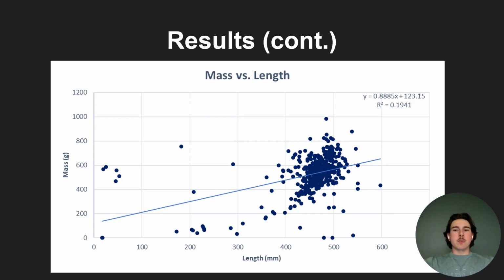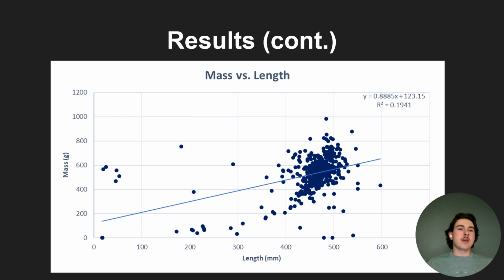And this was the scatter plot I made of all the raw mass and length data. Length is on the bottom in millimeters, and mass in grams is on the left-hand side, on the y-axis. And you can see that linearly, it's hard to tell. Most of these samples were between about 400 and 500 millimeters, and they all weighed between about 400 and 700 grams. So you have a large percentage that are right in that area.